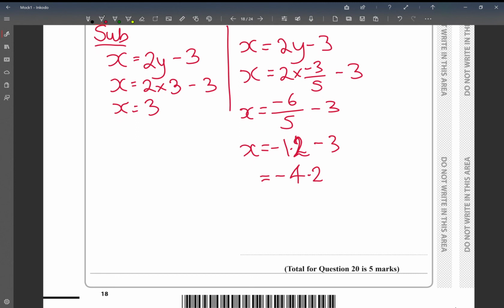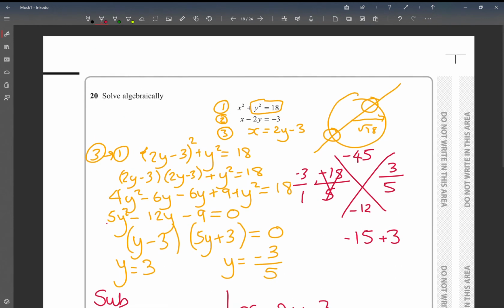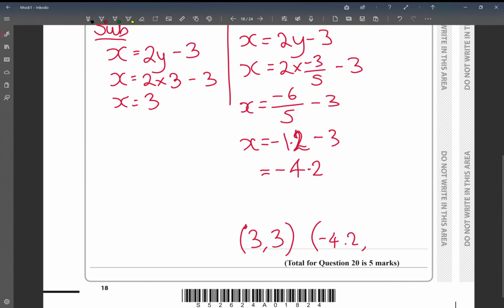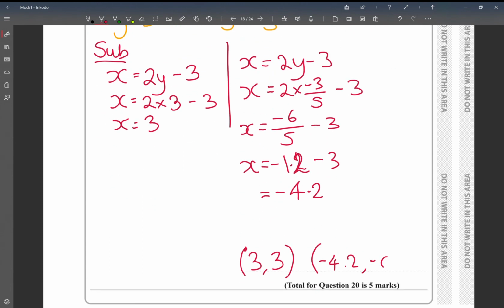So to conclude, I've got two coordinates, 3 and 3. And then my second coordinate is going to be minus 4.2, and if I just convert this one to a fraction as well, it's minus 0.6.